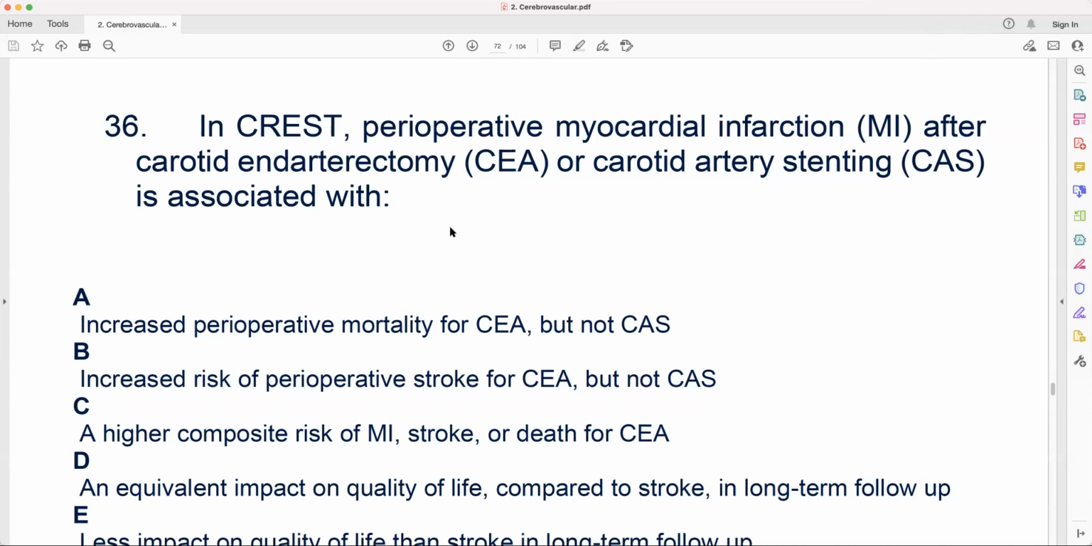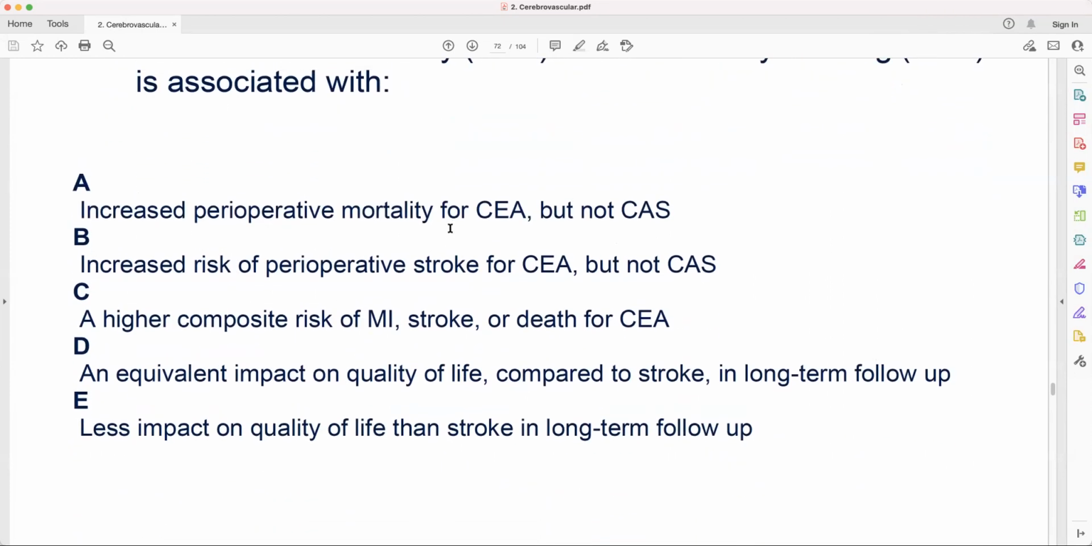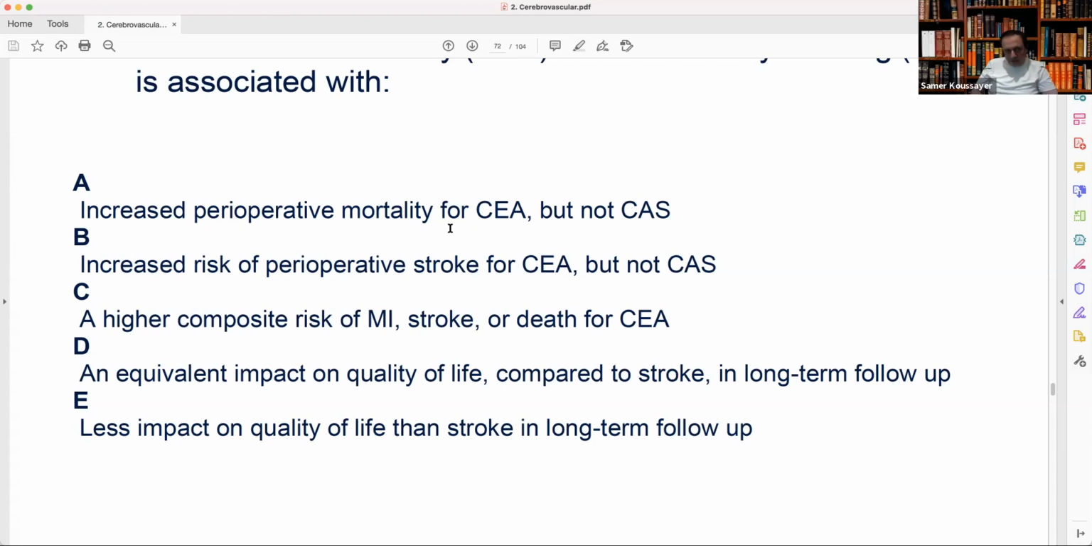An equivalent impact on quality of life compared to stroke in long-term follow-up. No, we said the quality of life differed between the two groups, stroke and MI. It's better, right? They said equivalent impact. No, not equivalent.